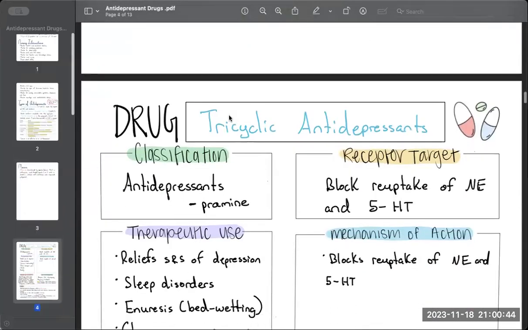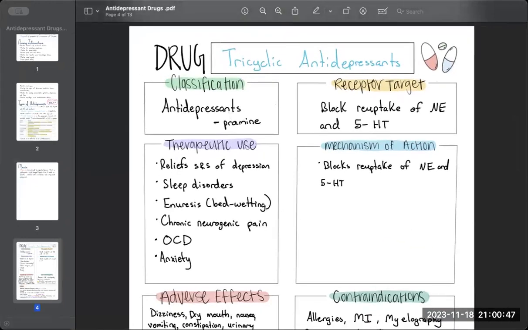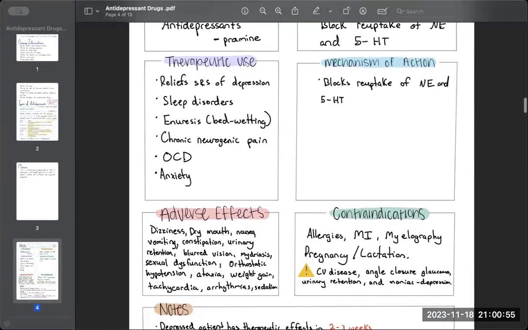Now, I want to get into the different types of antidepressants, starting with the tricyclic antidepressants that end in -pramine. They block the reuptake, like I said, of norepinephrine and serotonin, so we can relieve depression. We help with sleep disorders, so we help with insomnia. It also helps with bedwetting, which we call enuresis. So when children typically wet the bed a lot, or even as an adult, a scary dream makes you go to the bathroom while you're sleeping, we can give this medication. We can also give it for chronic neurogenic pain, OCD, and anxiety. I mentioned before, they are anxiety-like medications, so they can be used for anxiety and even OCD, because OCD is an anxiety-like disorder. But the main use of these is for depression, though it can be used for other things.